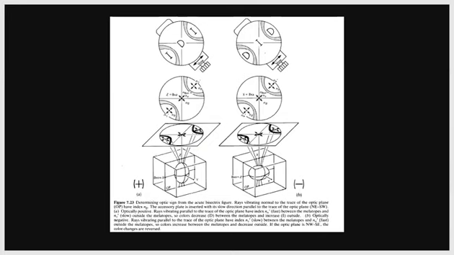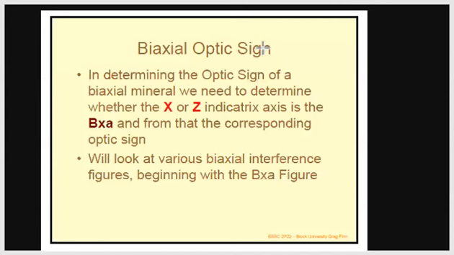Look at this. So over here, what they have actually told is that if you have an acute bisectrix section, and if there is going to be decrease in color between the isogyres, that particular mineral is going to be positive, and if there's going to be increase, that's going to be negative. So we will see how to identify that.